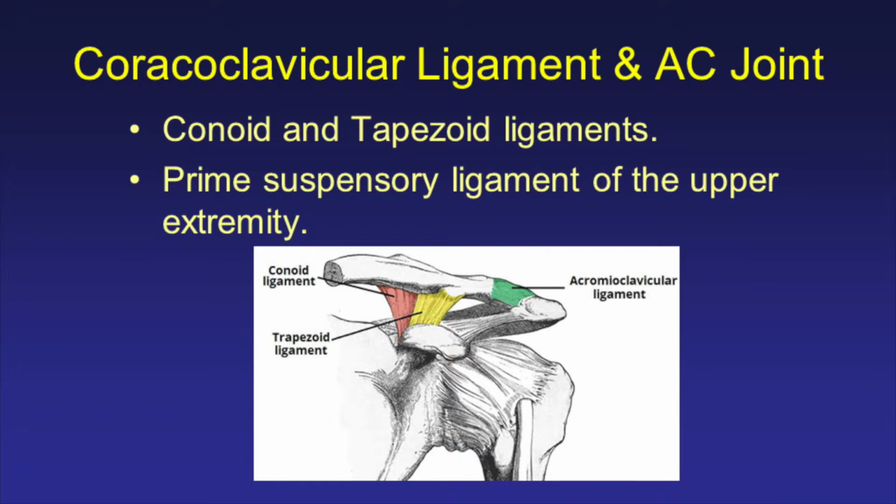On top of the forces from the muscles, we also have to realize that the fracture fragment is also held to the scapula by the acromioclavicular joint and the suspensory ligaments, the conoid and trapezoid ligaments. So that also influences our treatment of these fractures.